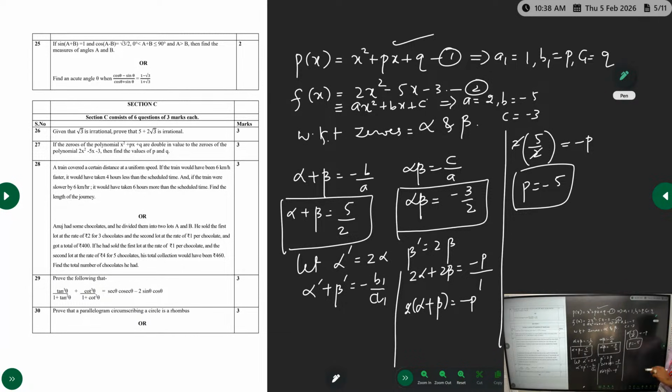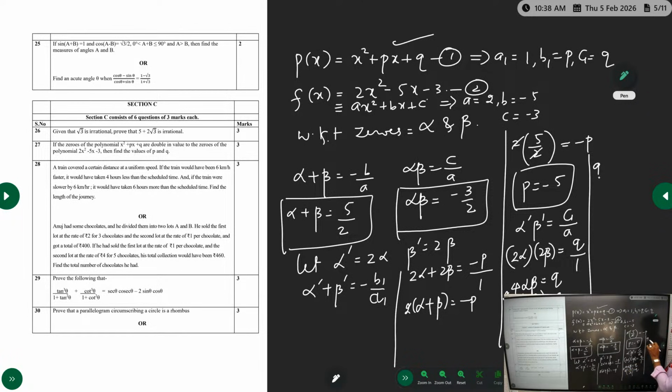Now how to get q then? Alpha dash beta dash is equal to c1 by a1. What is alpha dash? 2 alpha. What is beta dash? 2 beta is equal to c1 value, q by 1. 2 twos are 4, alpha beta is equal to q. What is alpha beta value? Minus 3 by 2. 4 into minus 3 by 2 equal to q. 2 ones are 2, and the value of q is minus 6. Correct? Complete.